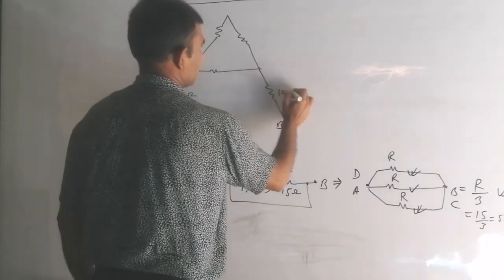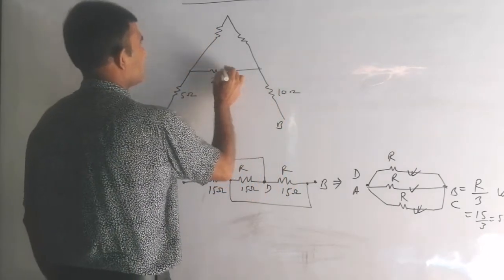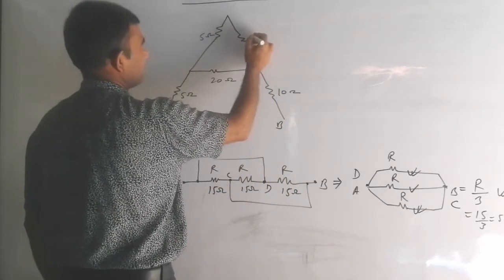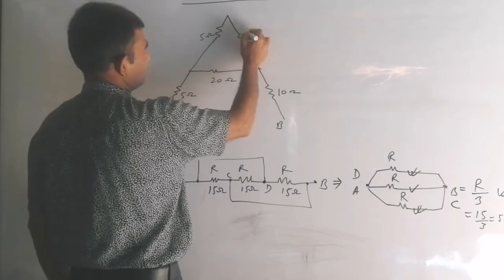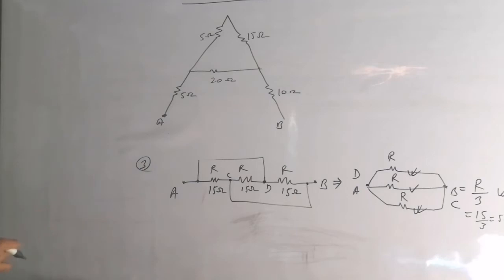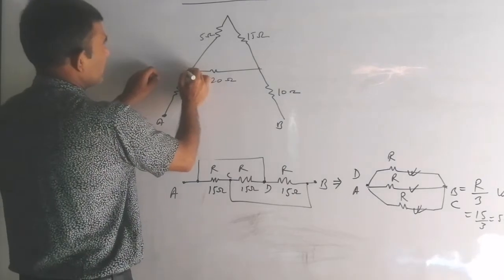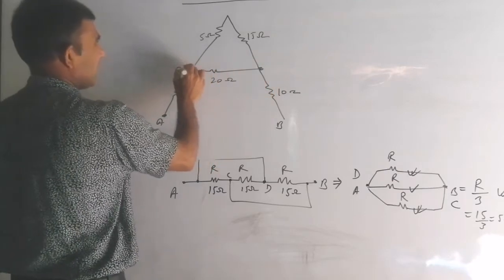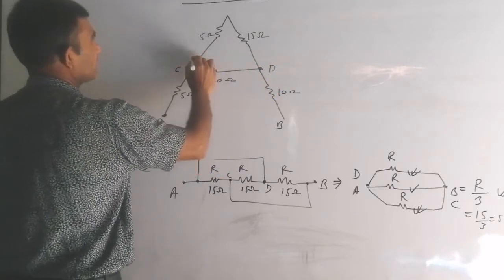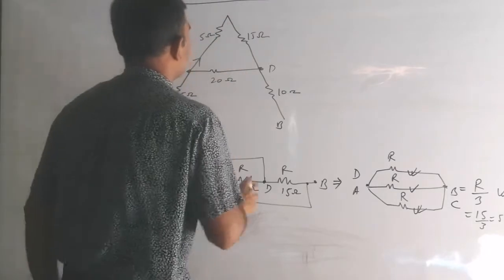This is the 10 ohm, this is the 20 ohm, this is the 5 ohm, and this is the 15 ohm. And tell me what will be the resistance between A and B. Don't worry, first you see these 2 points C and D. One way is going by this and the other way by that. So these 2 branches are in parallel.